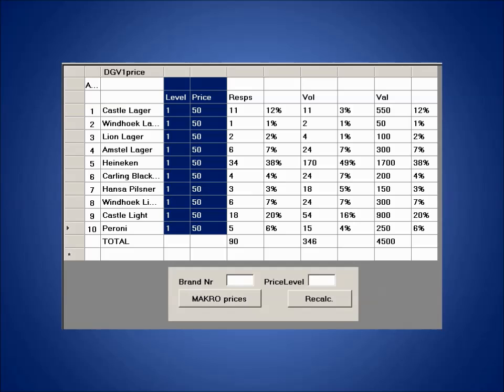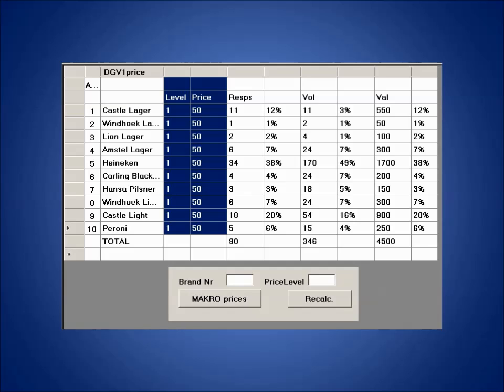Let me talk you through this little ready reckoner. Those two highlighted columns show you the level at which the brands are selling. In this case, all of them are selling at level 1, and the price that represents is 50 Rand. So you've got to keep your eye on that. The thing will then calculate how many respondents stated that they would buy the brand at this price combination. And of course, since we know their volumes, we can calculate the volumes that they represent. And at these prices, we can calculate the percentage of the value that they represent.